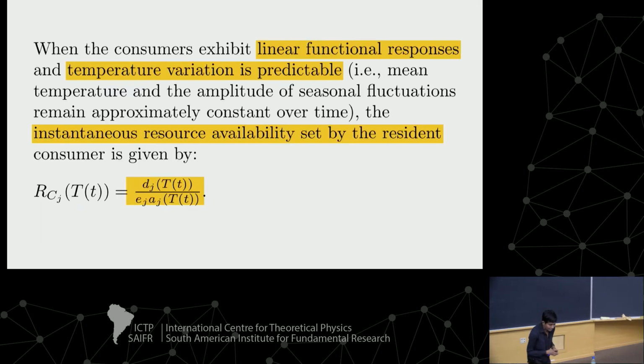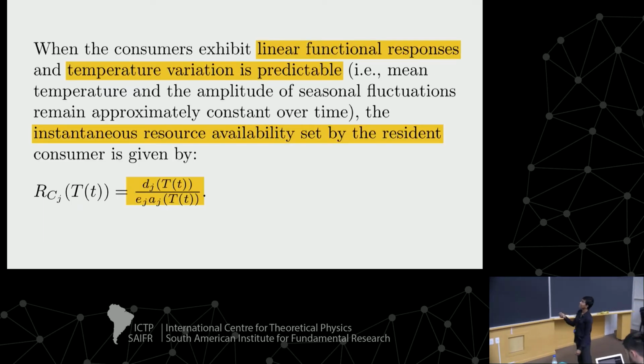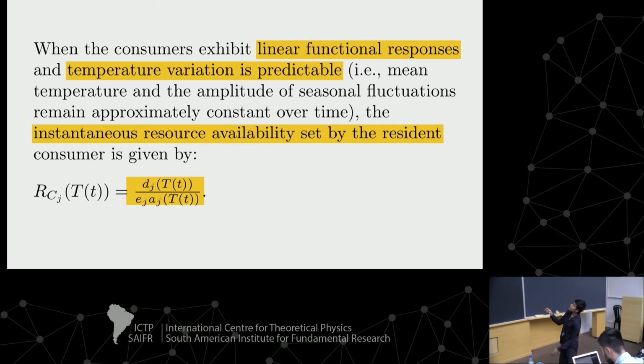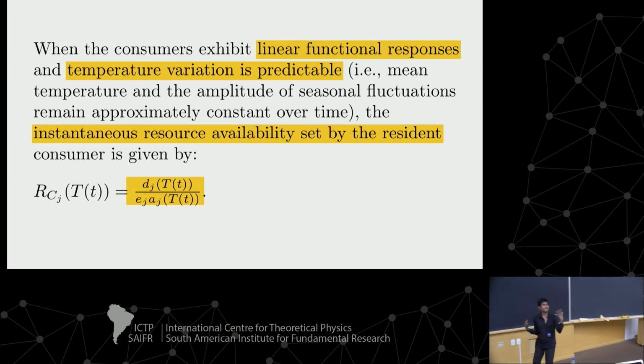So we can make this interesting approximation. It works under these circumstances: if the consumers exhibit linear functional responses, which we are interested in in this case. Why? Because if you have nonlinear, saturating functional responses, you have intrinsic oscillations. That can give coexistence due to, what did I say yesterday?